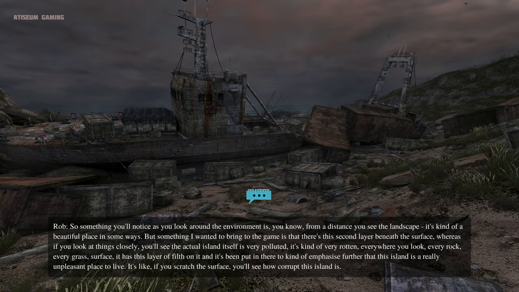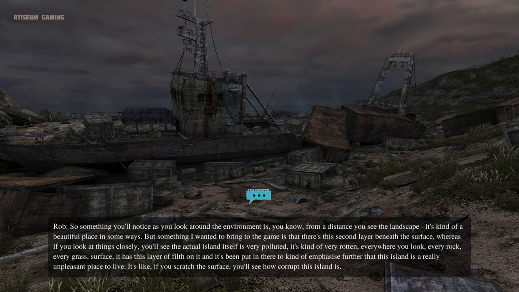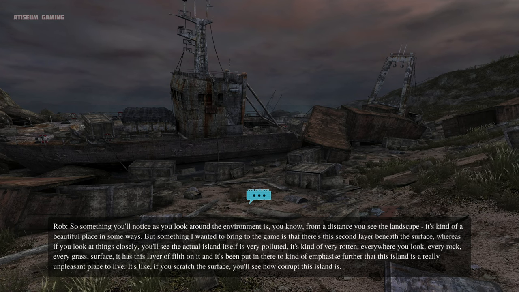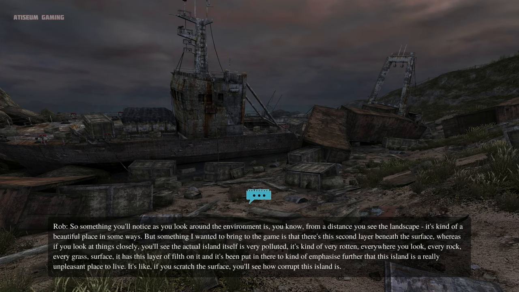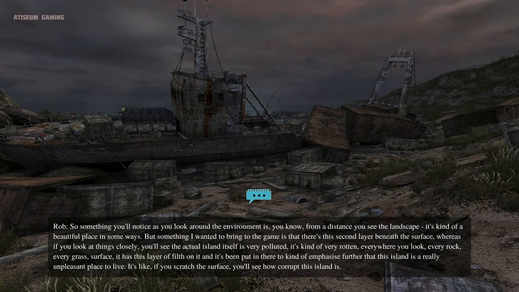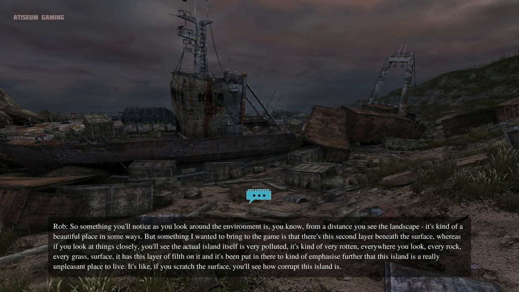very rotten. Everywhere you look, every rock, every grass surface, it has this layer of filth on it. It's been put in there just to emphasize further that this island is a really unpleasant place to live. If you scratch the surface, you see just how corrupt this island is.